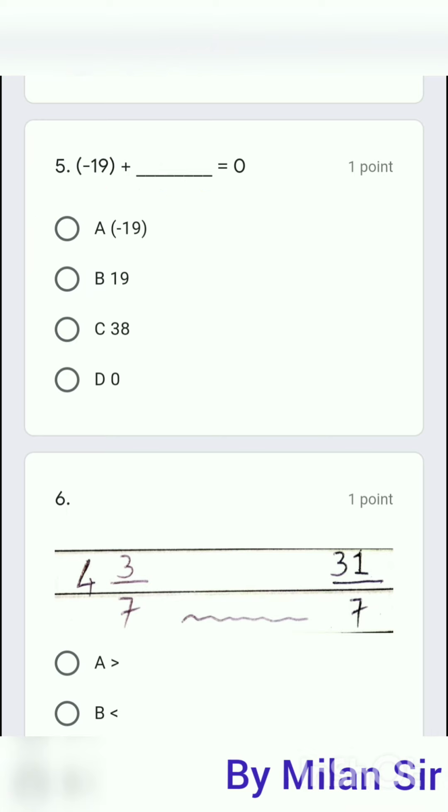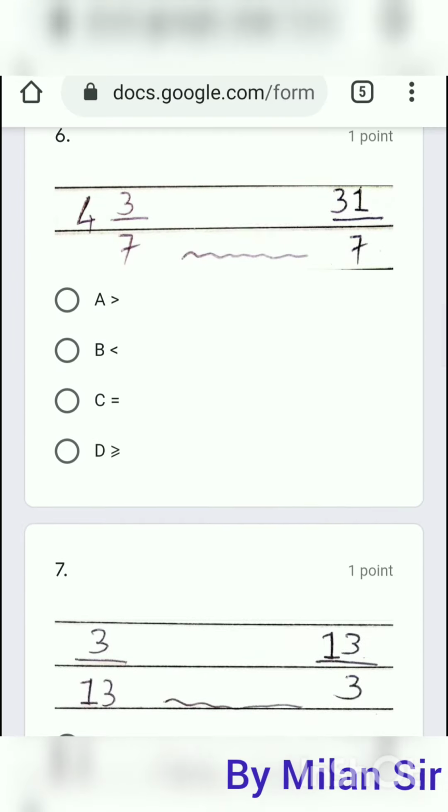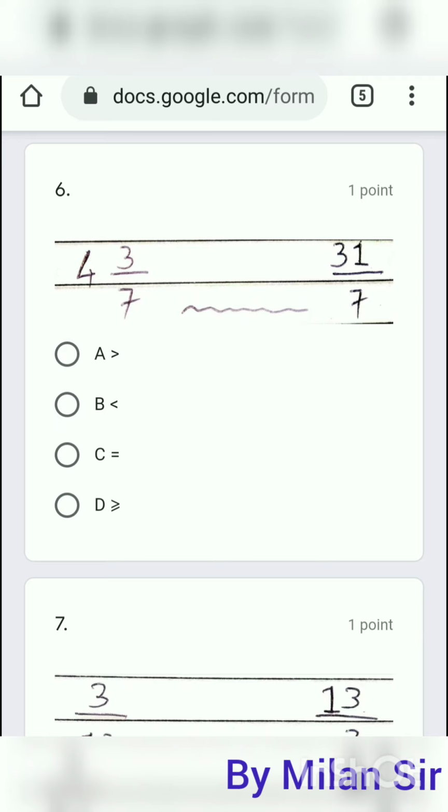Okay, so option D is correct. Sorry, option B is correct, plus 19. Right? After that, question number 6. Here we need to put the sign. Okay, less than, greater than, is equals to, otherwise greater than or equal to.